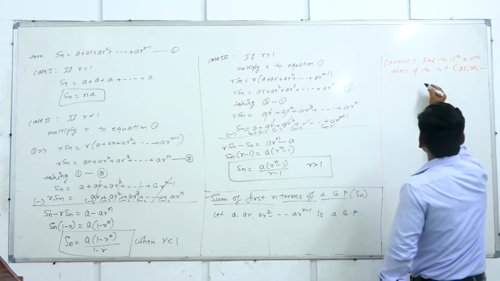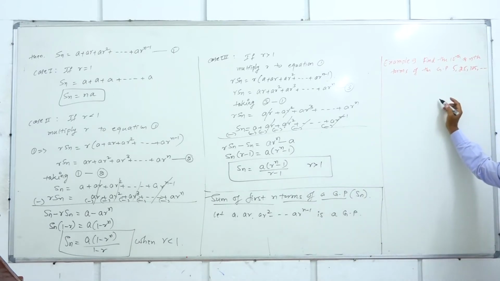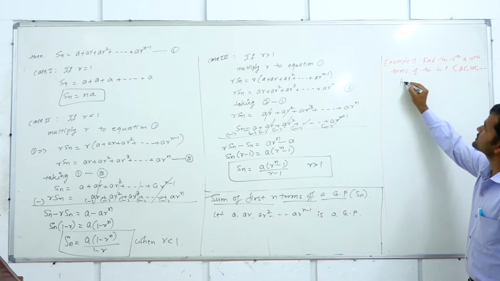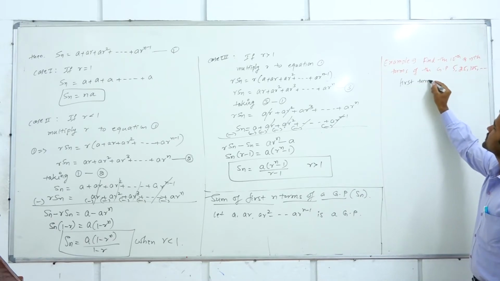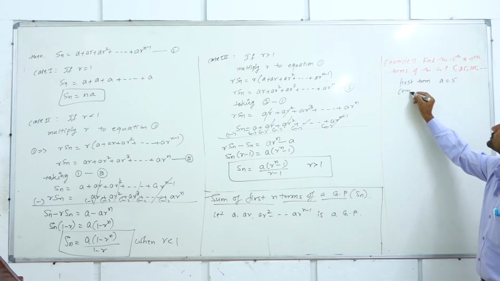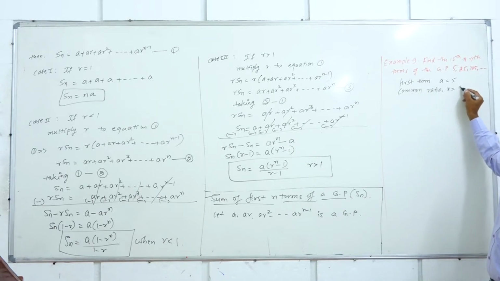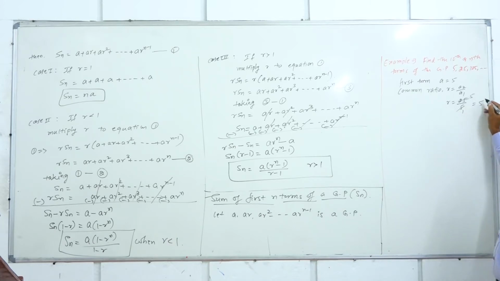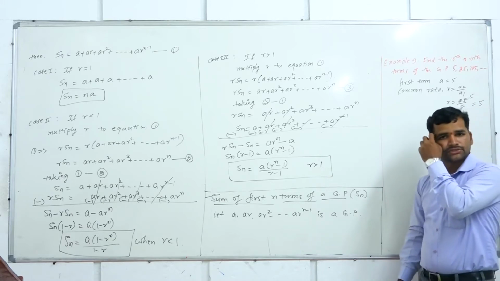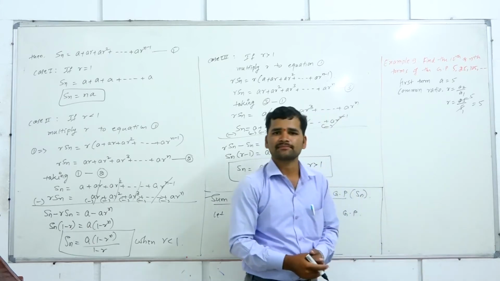Okay. Given GP is 5, 25, 125. What is the first term here? First term a is equal to 5, and what about the common ratio? Common ratio r is nothing but a2 by a1. r is equal to 25 by 5. 5 ones are 5, 5 fives are 25. So the answer is 5. Common ratio is 5 here. What about the 10th term?